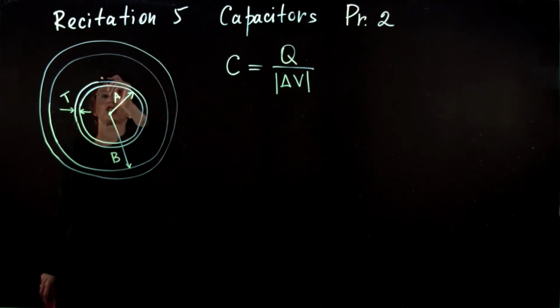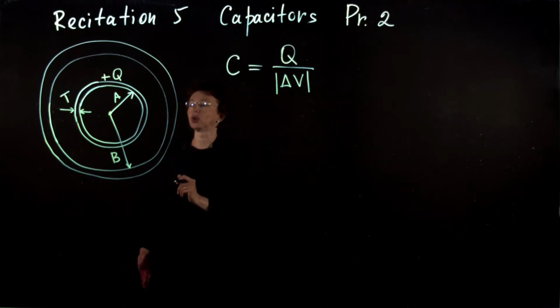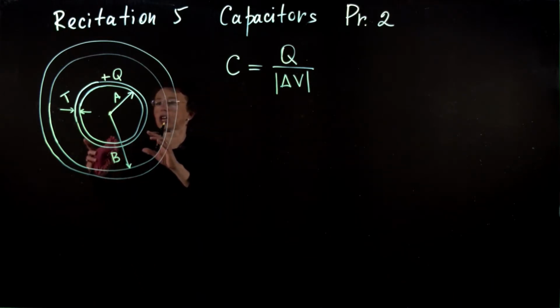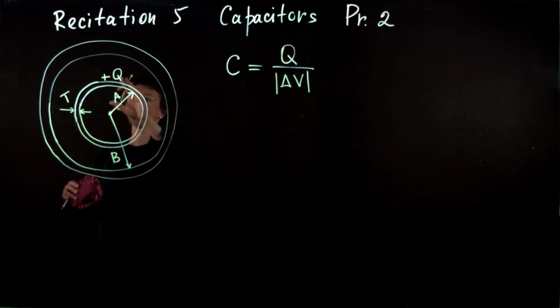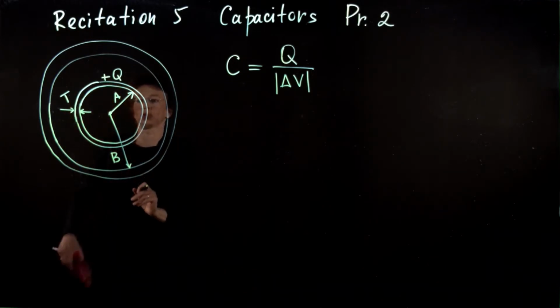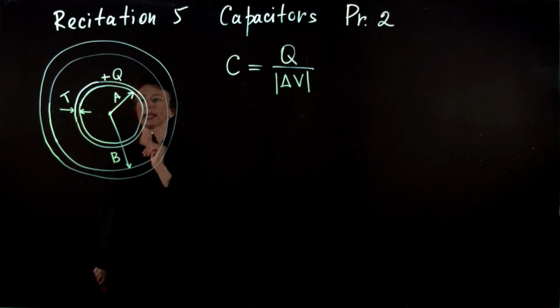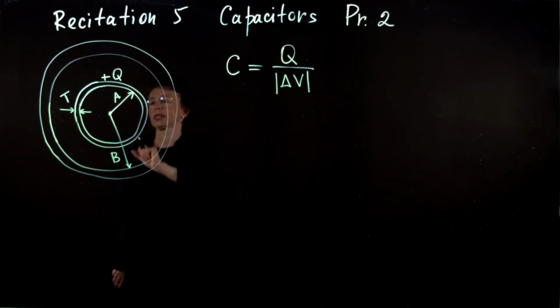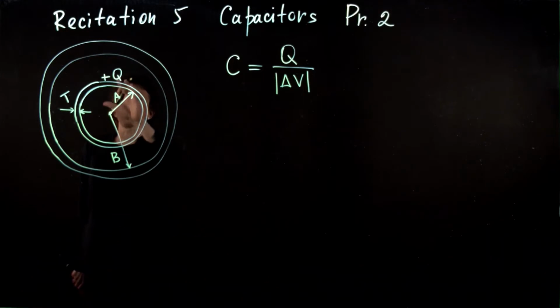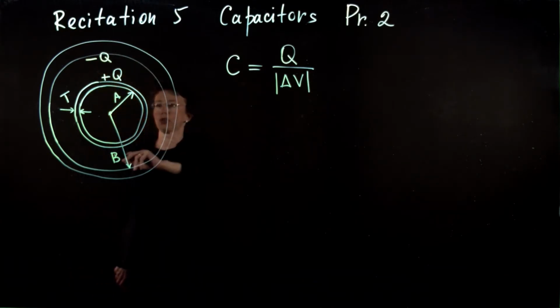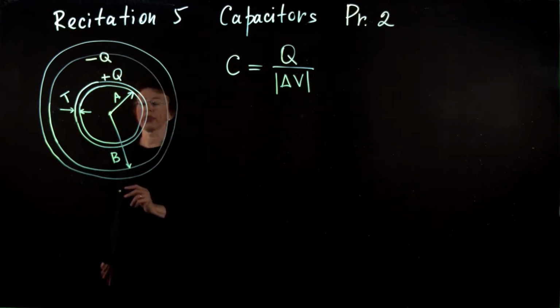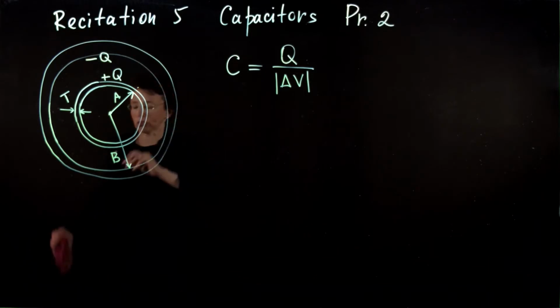So I charge this spherical shell with charge plus Q. And we know that if we charge a conductor, then the charge will be on the surface of this conductor. So what we are interested in is the outer surface of this inner shell. Now if I charge it with plus Q, then there will be minus Q induced on the inner surface of the outer shell.